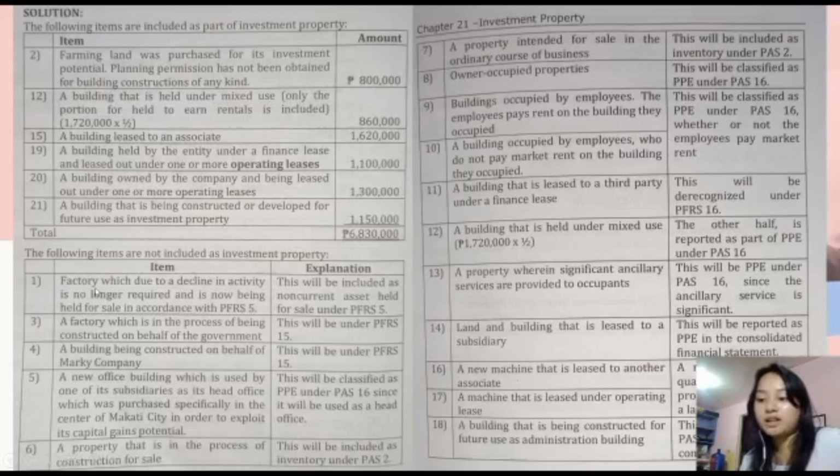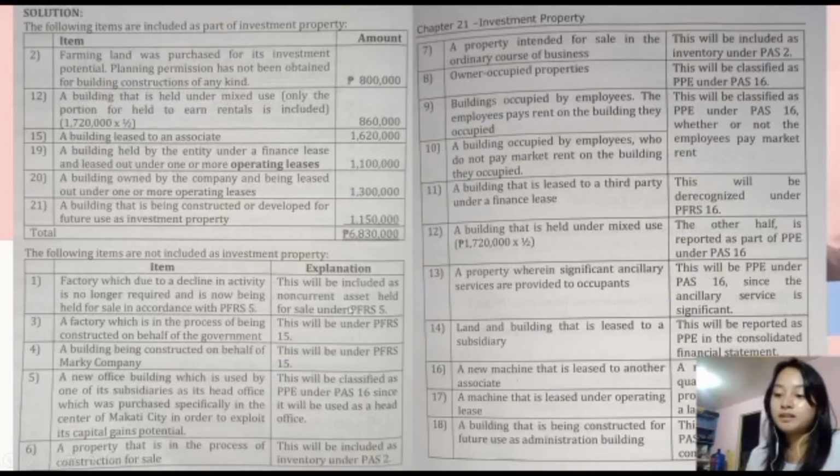So this will be classified as property, plant and equipment under PAS 16, since it will be used as a head office. A property that is in the process of construction for sale. So this will be included as inventory under PAS 2.